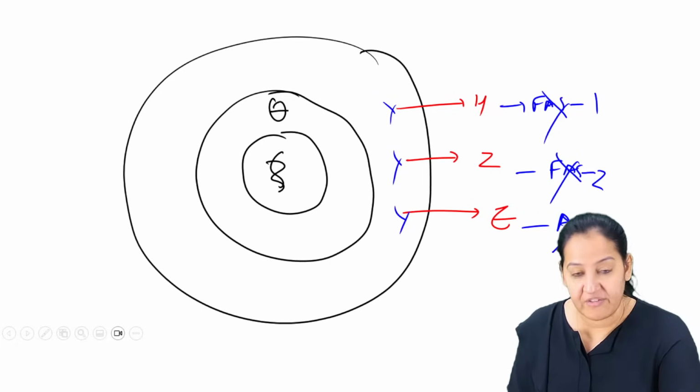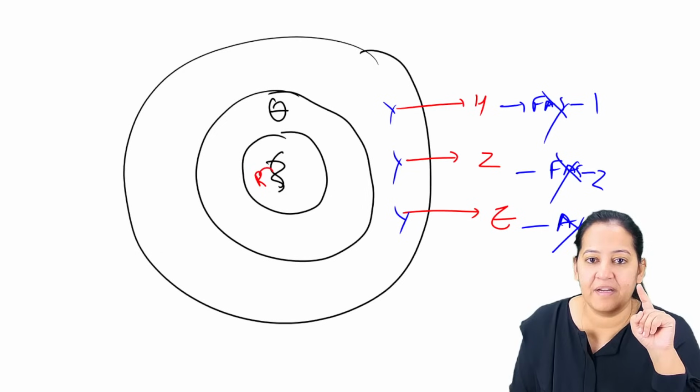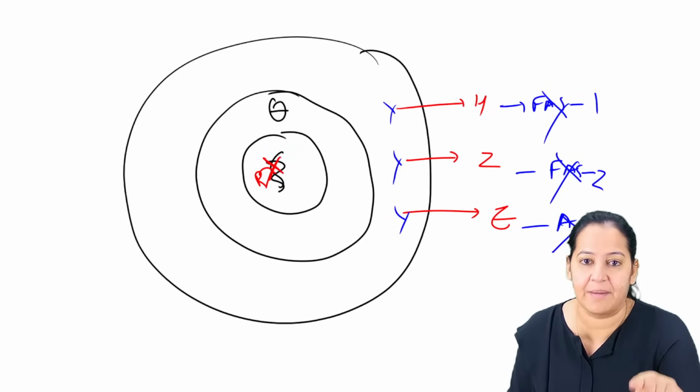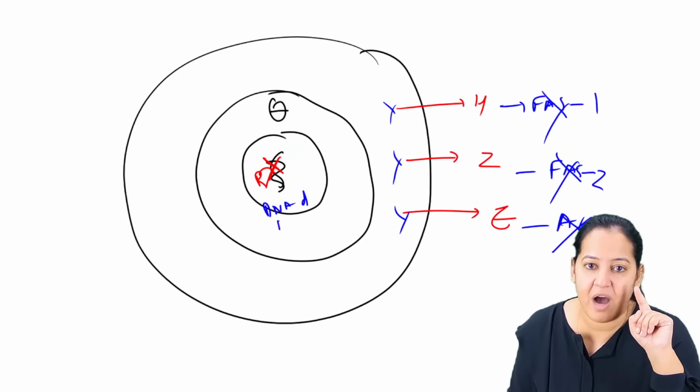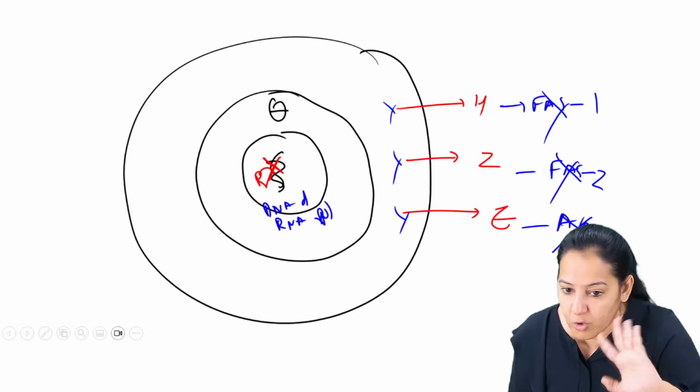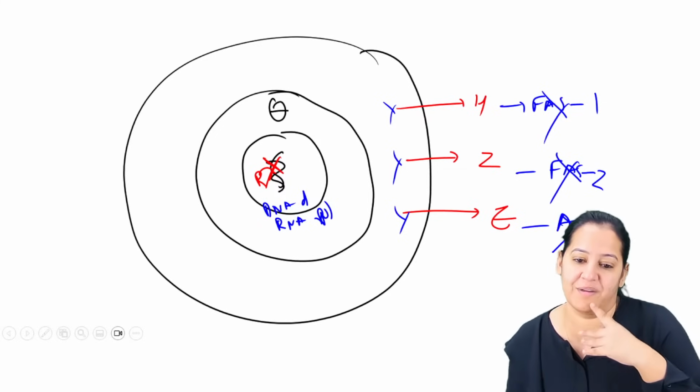The next one, rifampicin, R for R. Rifampicin inhibits RNA synthesis by inhibiting an enzyme. Here also we have an enzyme. The name of the enzyme is DNA-dependent RNA polymerase. It also comes in reverse in the options, RNA-dependent DNA polymerase. No, it is not there. It is DNA-dependent RNA polymerase.